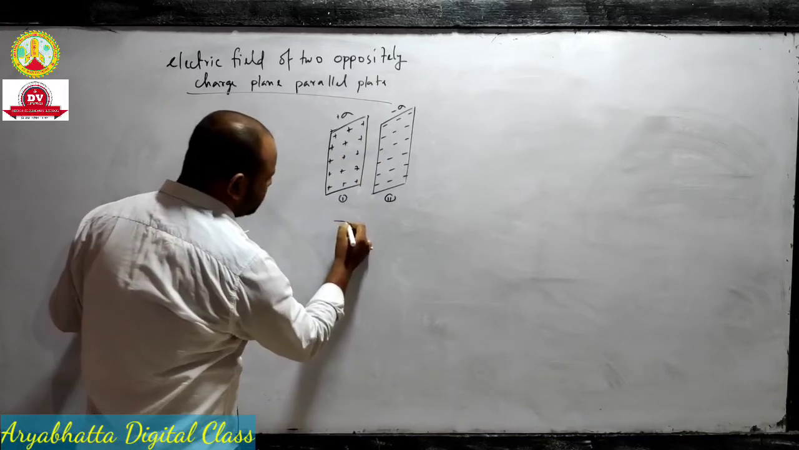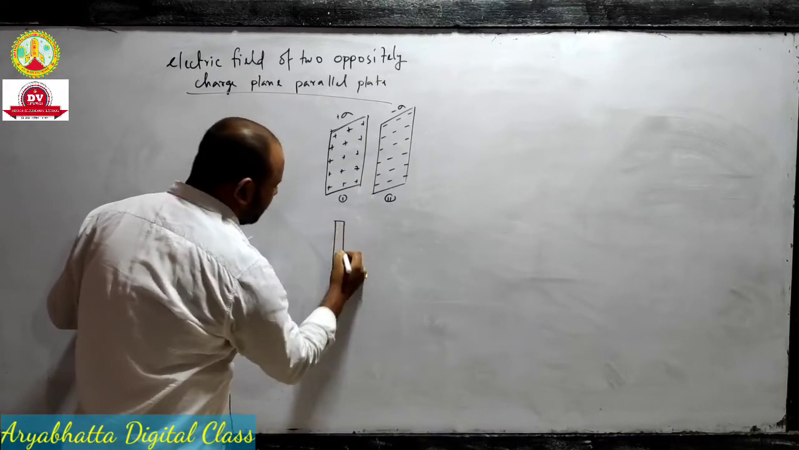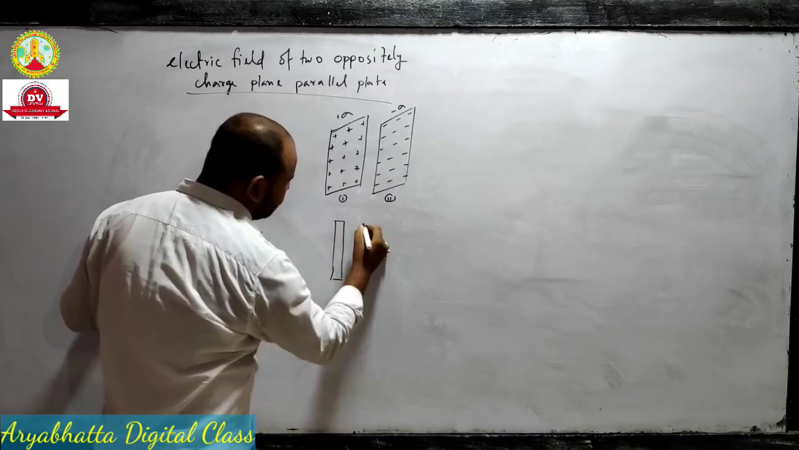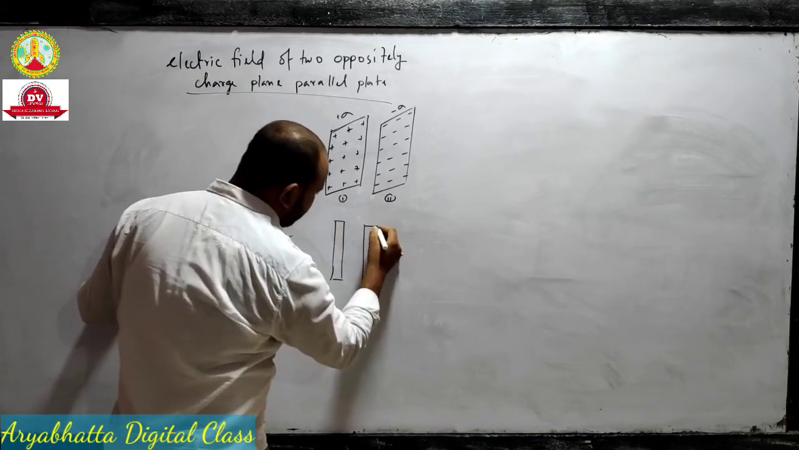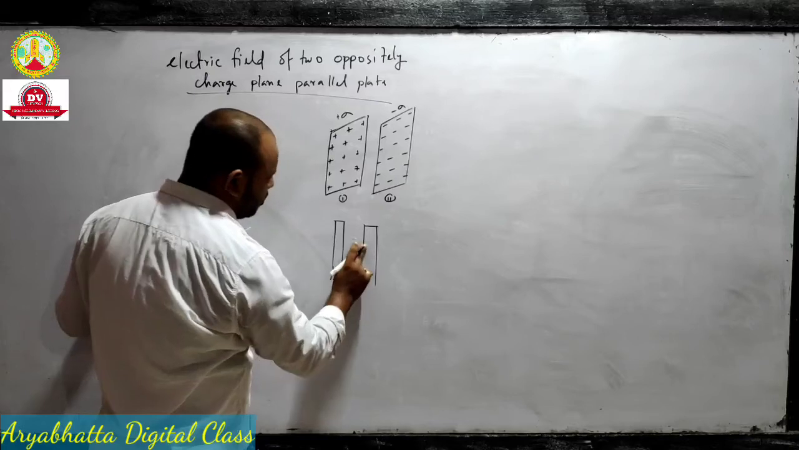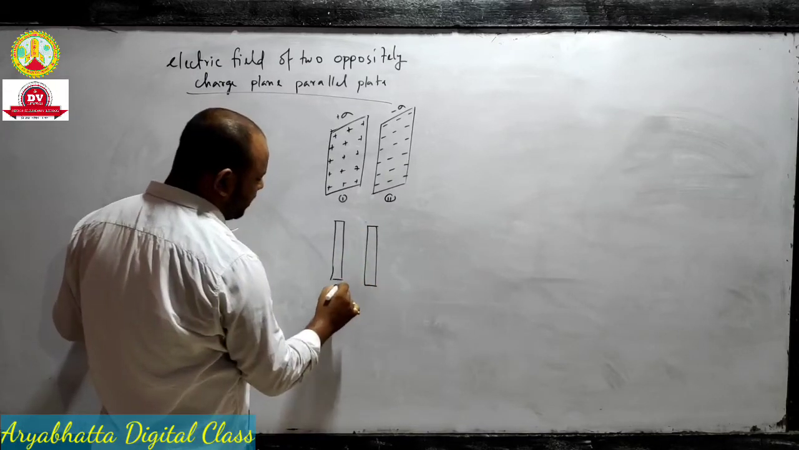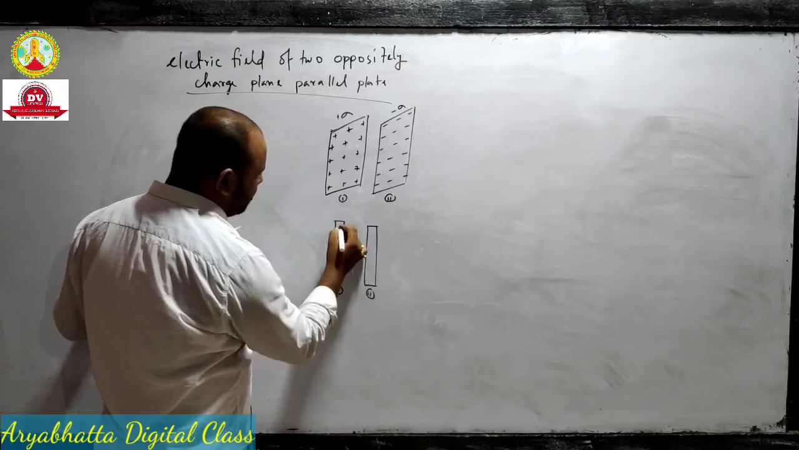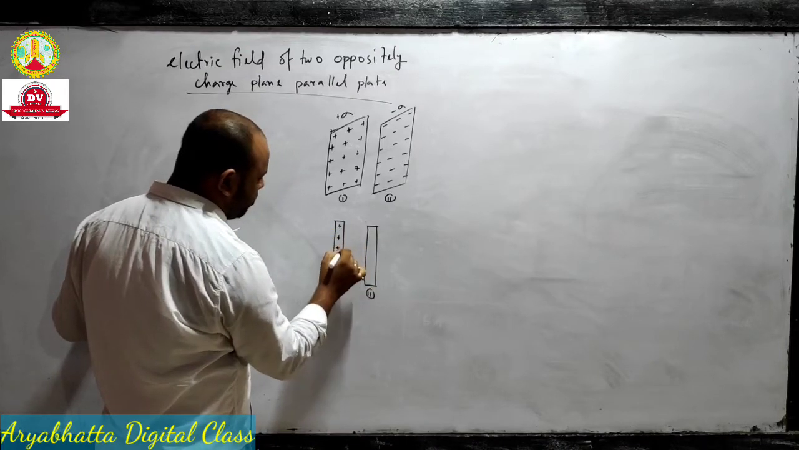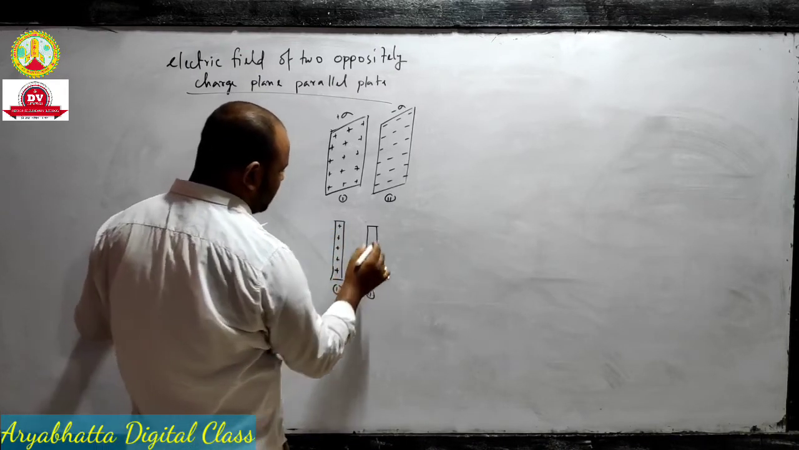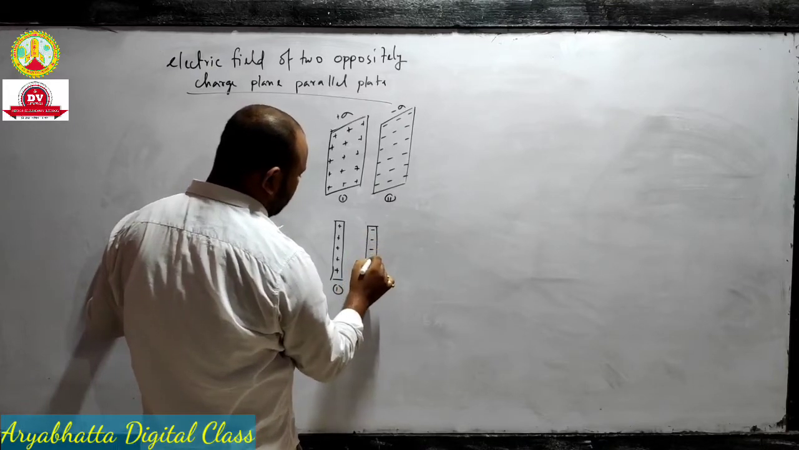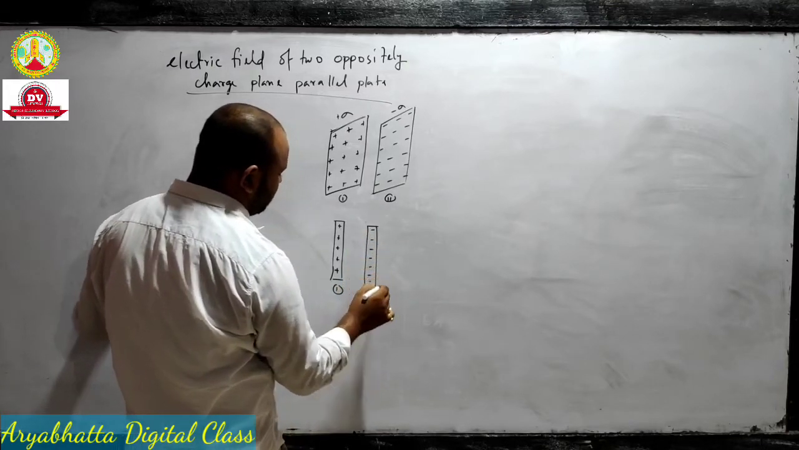This is a 3-dimensional diagram. It will not be so clear, and you can draw it like this also. Here this is plate number 1 and this is plate number 2. Here the positive charges are uniformly distributed over the surface and the negative charges are uniformly distributed over the surface.